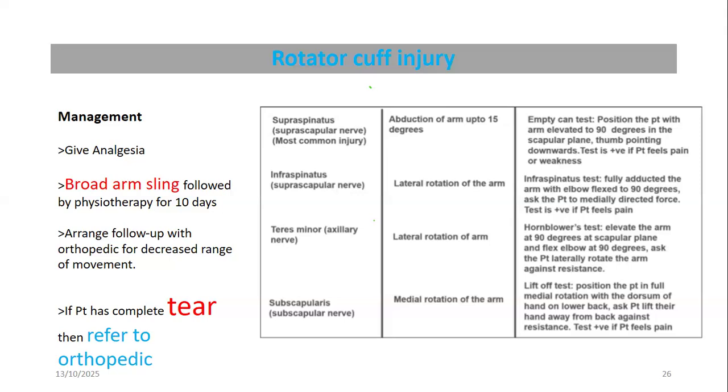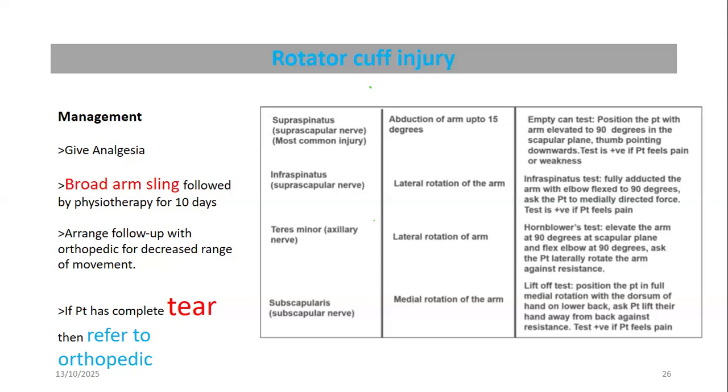If a patient presents to the emergency department and is not cooperating, and you are unable to do any test like the empty can test, you ask them to pull the arm to the level of the chest so you can do the empty can test. If the patient is unable to do it, that means there is a tear. So you must remember how to differentiate between a tear and an impingement or stretch.